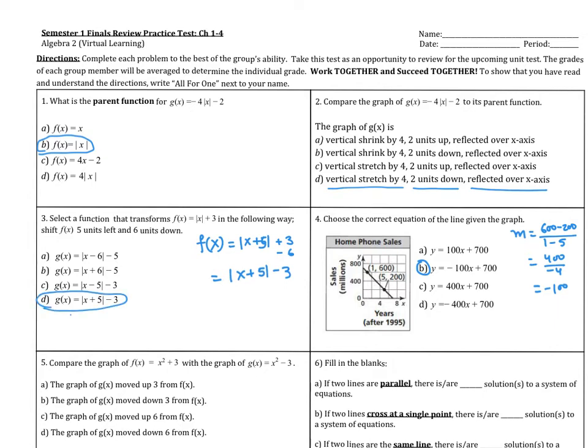For number 4, you're going to find the equation of this line, and I can see that the y-intercept is 700. You can find the slope by 2 points: (600 - 200) over (1 - 5), so that's going to be negative 100. So option B is your answer.